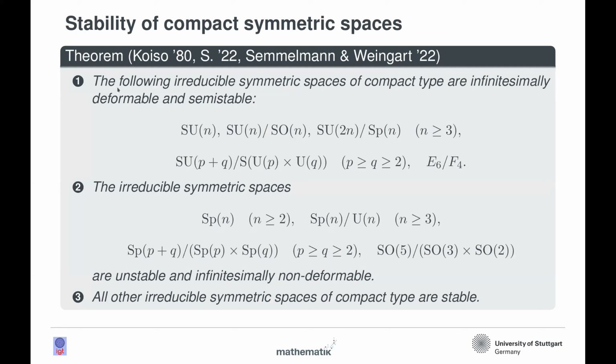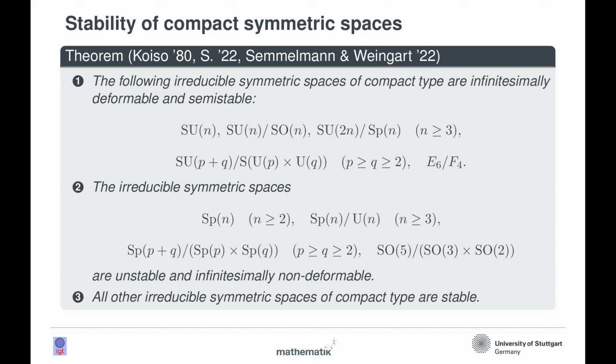So we have bullet point 1, the ones which have infinitesimal deformations. So they have eigentensors to this critical eigenvalue 2e. And bullet point 2, we have this list of spaces which are unstable. So they have subcritical eigenvalues, so eigenvalues smaller than 2e.